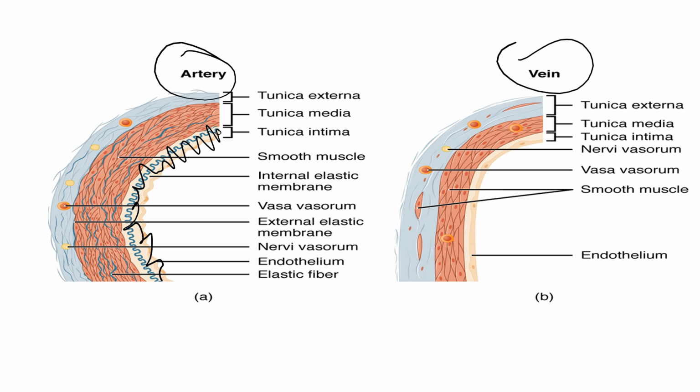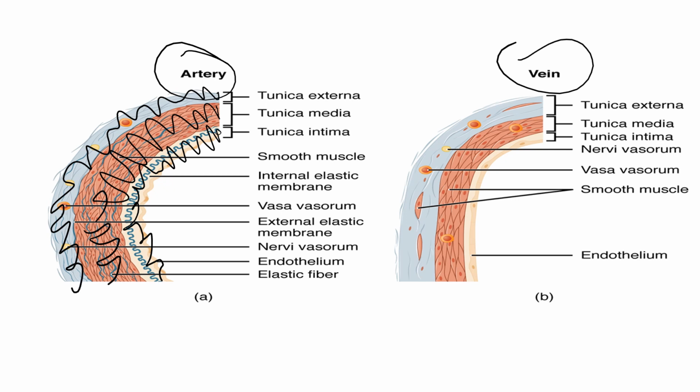Then the artery has a middle layer, which is where all the smooth muscle is that we've been talking about, the tunica media. And then there is the outer layer, which is a layer of connective tissue called the tunica externa. What's important is to recognize where these different layers are in relationship to the blood that's flowing through the vessel.